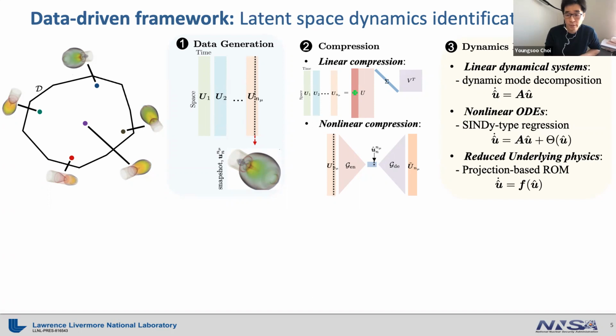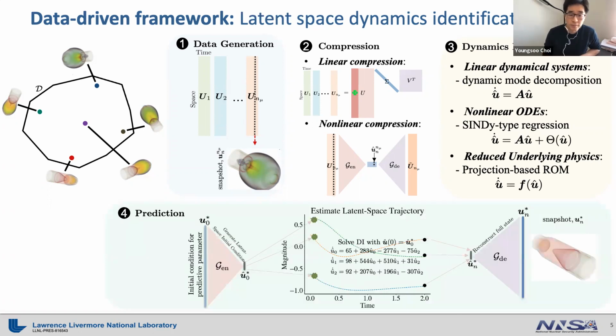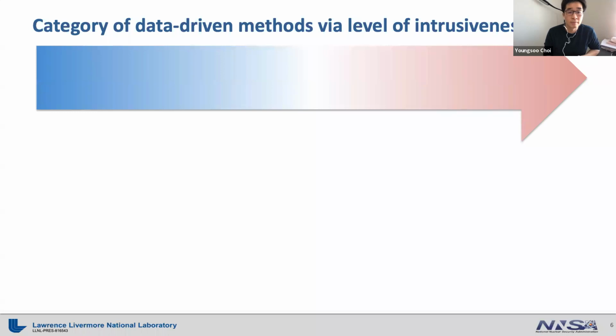Now, once the dynamical model for latent space is identified, it is used to predict a new solution for a new parameter value in a fast and accurate manner. For example, we can take a new initial condition and project it into the latent space and solve the reduced system of equations in the latent space with the updated initial condition. Then the reduced solution can be decompressed to reconstruct the corresponding full order model solutions. Not only for one point, but also many other parameter points you have not seen in the training phase. So it's very predictive and can be done in a very fast manner.